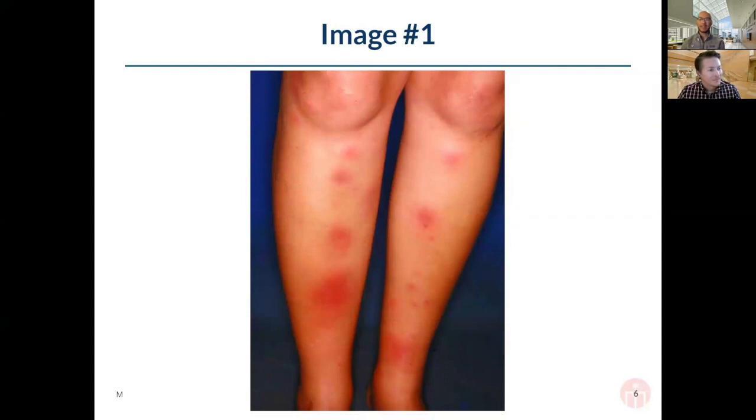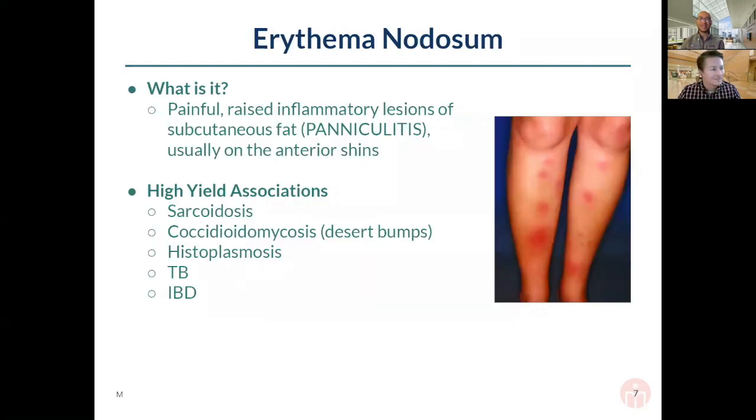And I'm already seeing some folks in the chat throwing out the classic description for this skin finding. Absolutely. So what we're seeing here are the lower extremities, and these erythematous lesions look bumpy and bilateral. And if we can go to the next slide, I think it'll surprise no one that this is Erythema Nodosum.